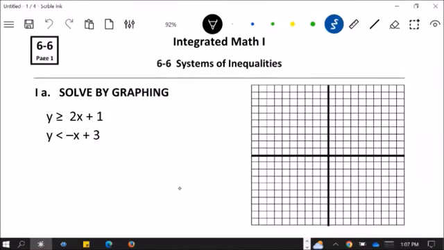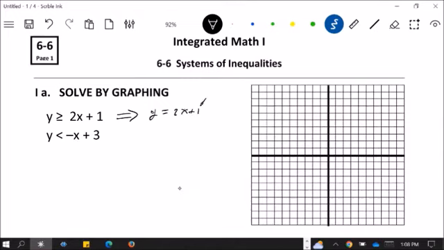Welcome. We're going to solve inequalities, and specifically a system where we're going to have two of them. First, we're going to graph this line, and I'm going to graph it as if it was equal so we can figure out where the line is first before we do anything else.